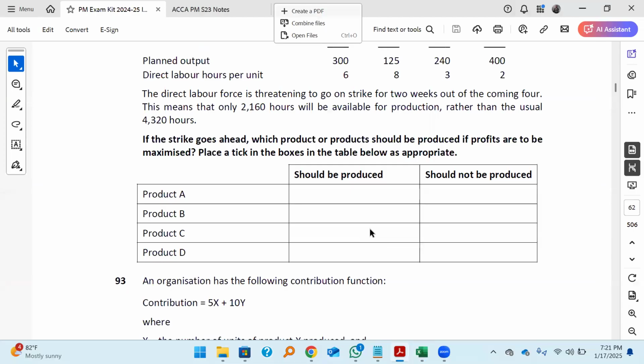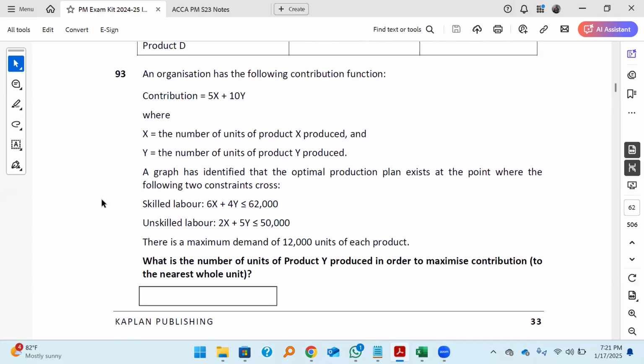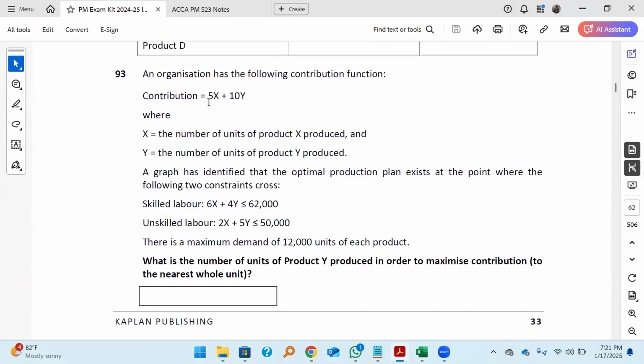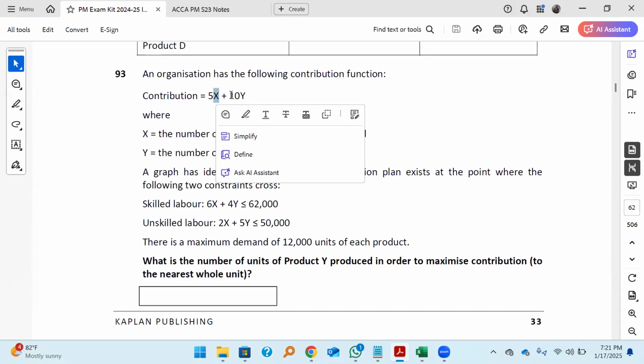Now, we have another question here which uses linear programming. Here they have told us the following. This is the contribution function, 5x plus 10y, which means that you want to make 5 times whatever the x product is, and 10 times whatever the y product is.